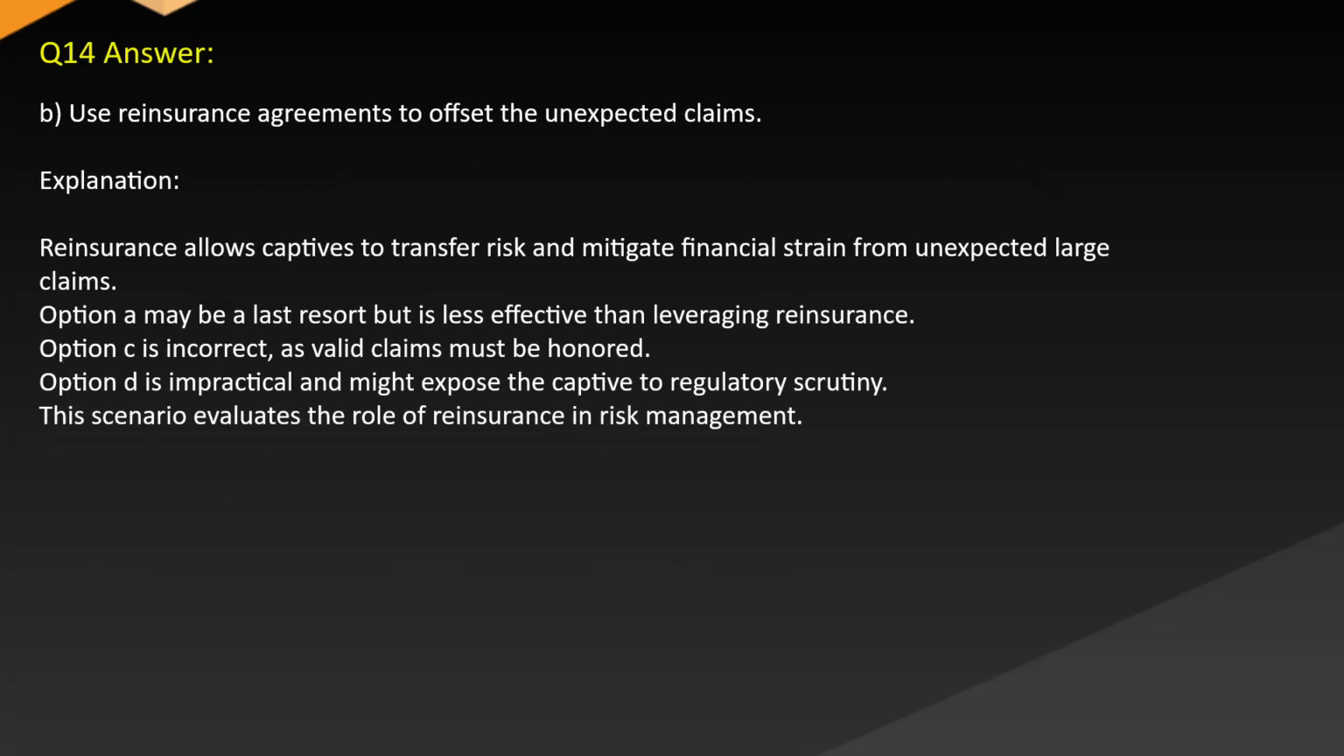Answer: B. Use reinsurance agreements to offset the unexpected claims. Explanation: Reinsurance allows captives to transfer risk and mitigate financial strain from unexpected large claims. Option A may be a last resort but is less effective than leveraging reinsurance.